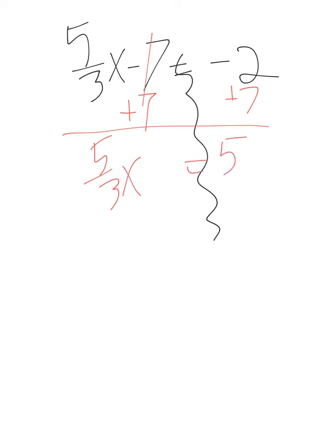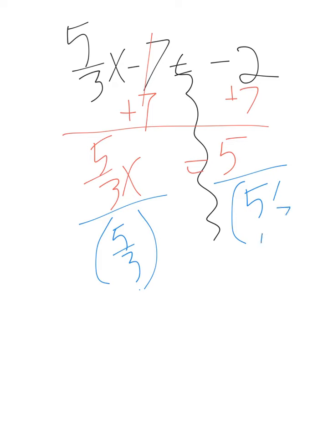Now, how do you get rid of a fraction? Well, remember, this is 5 over 3 times x. So you could divide by 5 over 3. If you do that, make sure you use parentheses. Chances are you're using a graphing calculator. So anytime you're using fractions, it's always a good idea to use parentheses. That's correct. This is correct.